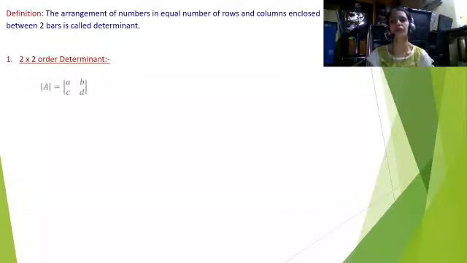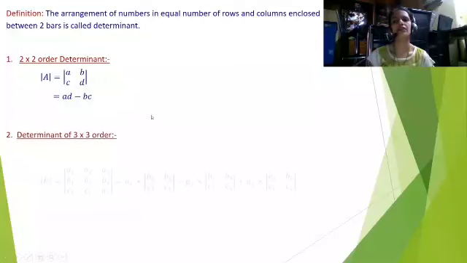This is a 2 by 2 determinant. Determinant A, this is the notation. It is equal to, this is the first row, this is the second row. AB is called the first row, CD is called the second row. While expanding this determinant, what you have to do is cross multiply. A into D, it is AD minus B into C. This is the definition of a 2 by 2 determinant, which you already know.